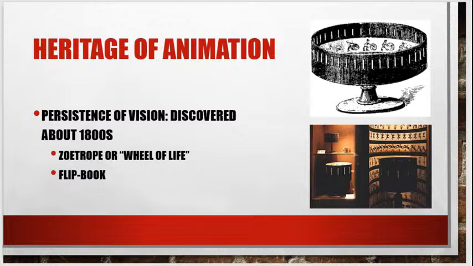It started with some equipment known as a zoetrope or a wheel of life. Okay, this is known as zoetrope, and also it is called wheel of life. Then also flip book is like what? It's like a book with the number of pages. You draw on every page and then you flip the page very fast, so it looks like that animation is moving. That is the flip book.